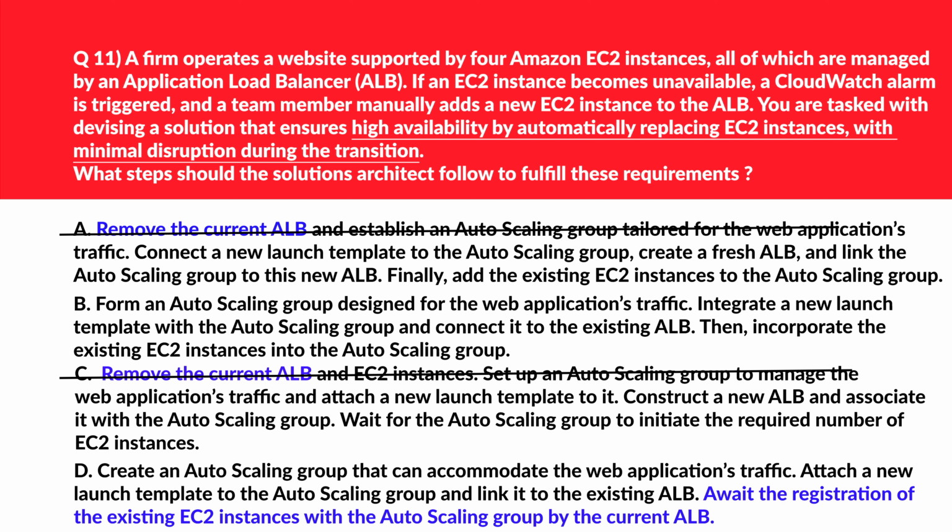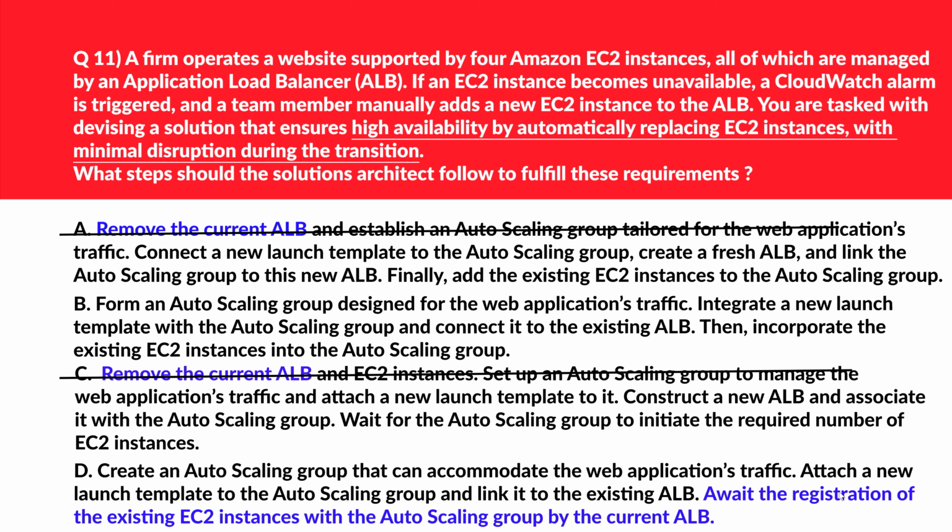Let's move to option D. Options B and D are almost similar, but option D is incorrect because it suggests, if you read here, await the registration of the existing EC2 instance with the auto-scaling group by the current ALB. If we wait for the existing application load balancer to register the existing EC2 instances with the auto-scaling group, however, the registration of the instances is handled automatically by the auto-scaling group, making this step redundant.